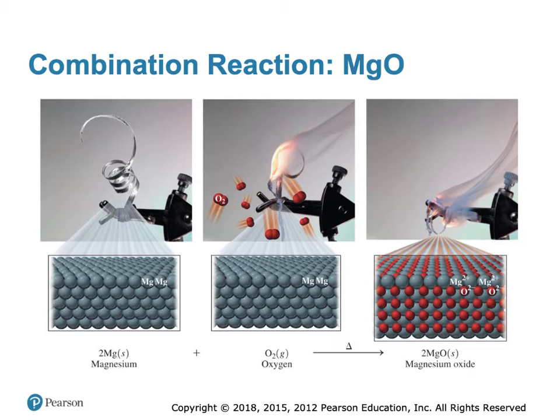Alright, so this is just schematically showing you a combination reaction for the formation of magnesium oxide. We have magnesium metal plus oxygen, and they will combine to form magnesium oxide.